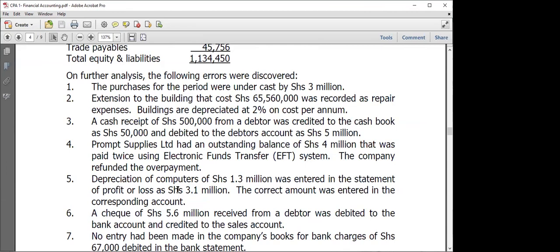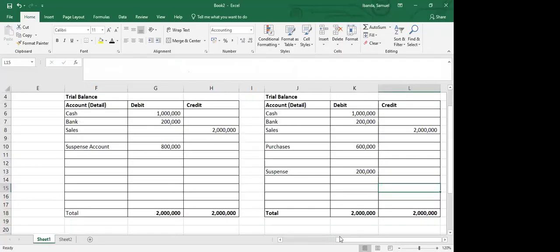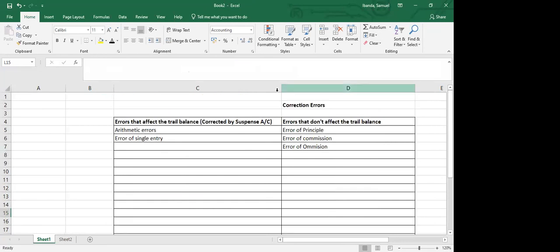Now, if we made an error by taking 3.1, we can only rectify this error by doing what? We shall credit our P&L with that difference. And since it's an arithmetic error that affects our trial balance, we go ahead to bring in the suspense. For those that joined a bit late, I earlier said that errors that affect the trial balance are corrected by a suspense. In this case, this is an arithmetic error.